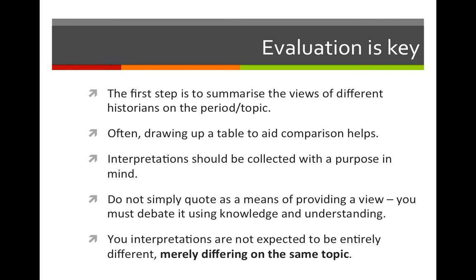Maybe you've picked a few historians and had a look at them. One way that you can track your progress with this is by drawing up a table where you can compare different viewpoints and decide which ones are the best to go forwards with. But you should be collecting them with a purpose in mind. What I mean by that is don't just go looking for historians without having any idea about what viewpoint you're looking for or what area you're considering.